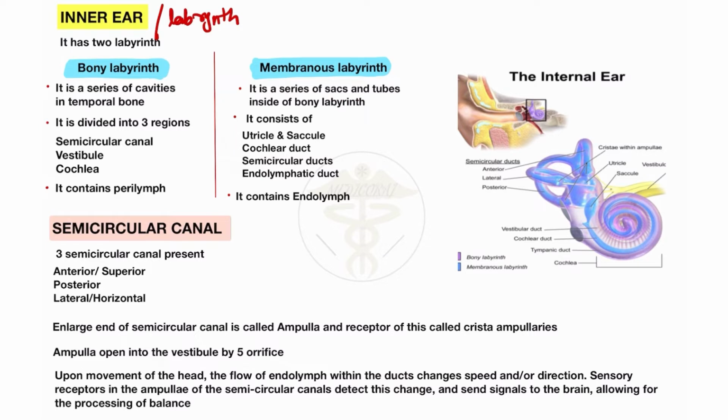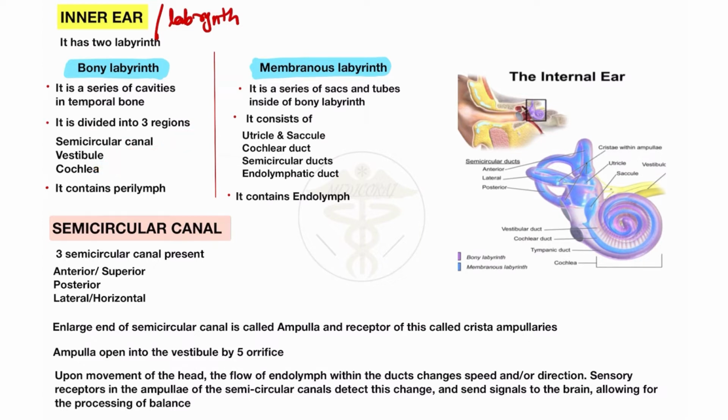What is the classification? The bony labyrinth is divided into three regions. It contains the semicircular canal, vestibule and cochlea. Here this is called the semicircular canal. This part is called the vestibule and this part is called the cochlea. So it consists of the semicircular canal, vestibule and cochlea.